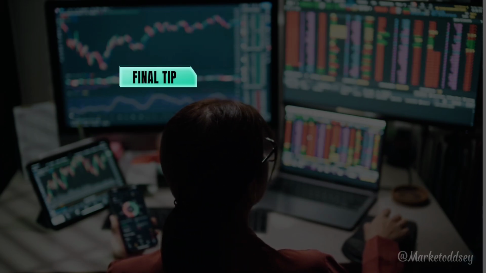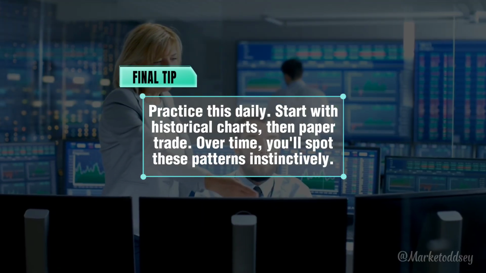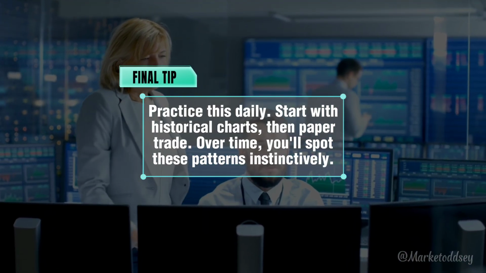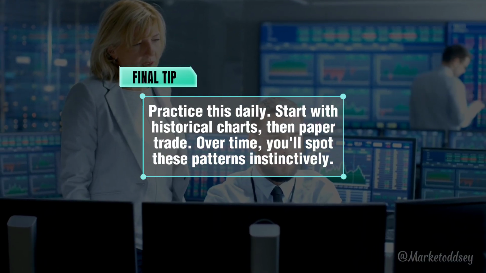Final tip: practice this daily. Start with historical charts, then paper trade. Over time, you'll spot these patterns instinctively.